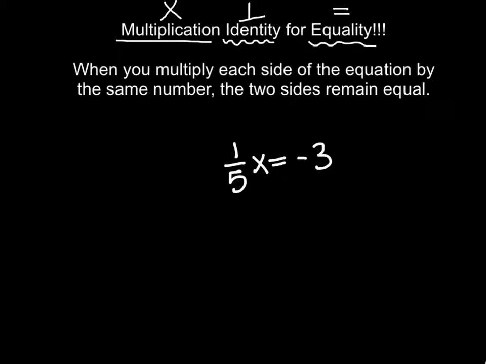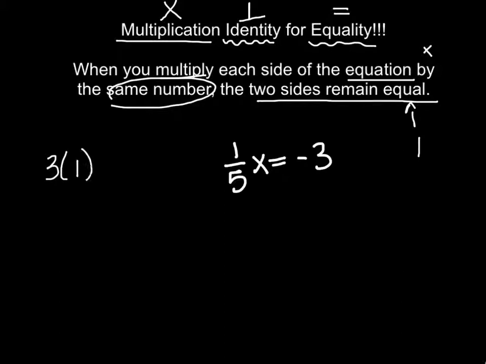We are going to multiply each side of an equation by the same number. By means multiply. So the two sides remain equal. That means they are identities. There is a number 1 involved. If we multiply a number, say 3 times 1, what does that equal? It equals 3. So we are going to be using this concept of multiplying by a number to get a 1 on one side of an equation to solve it.